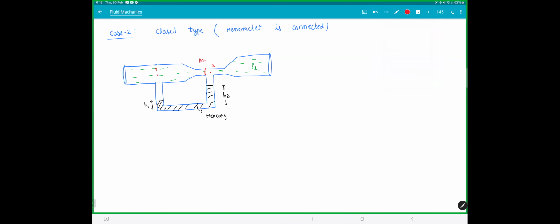This is A2. This is A1. Velocity V1, velocity V2. Pressure is P1, pressure is P2. And from this center till this bottom, let this be height H.